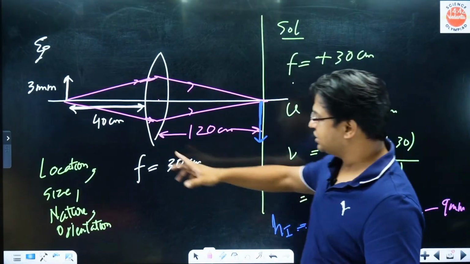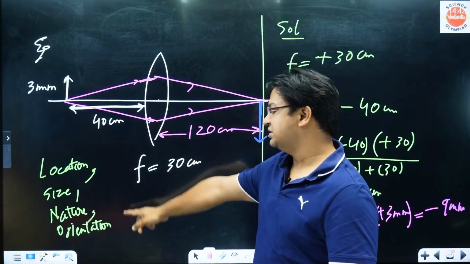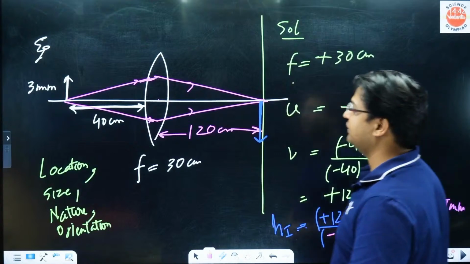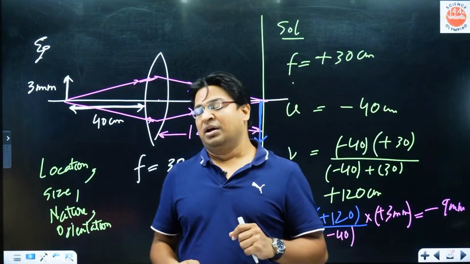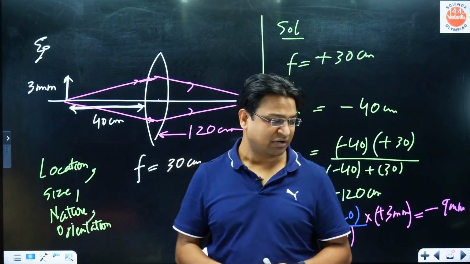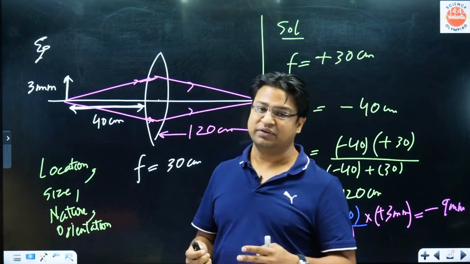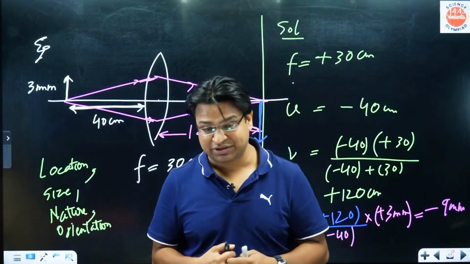So location is 120 centimeter towards the right of the lens. Size is 9 mm. Nature is real. Orientation is inverted. Okay, so like this, by using lens formula, we can figure out everything that we need to know for the image, of course. And we can use various kinds of lens. The formula is applicable for all kinds of lens, whether it is convex or concave. And you need to practice this formula to become good at this chapter.